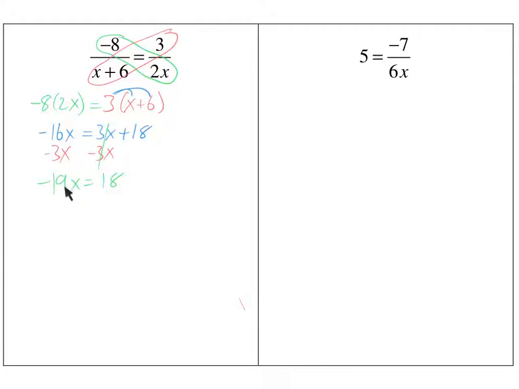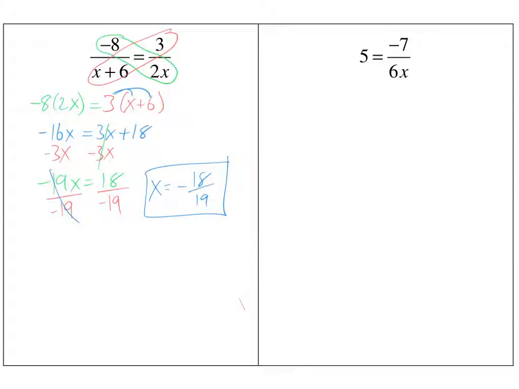Now I'm going to get x by itself. So do I divide by the negative 19 or the 18? Which one do I divide off? Well, it should be the negative 19 that divides off, leaving me x equals negative 18 over 19. That is your answer. Now, you have to watch out for extraneous solutions here.